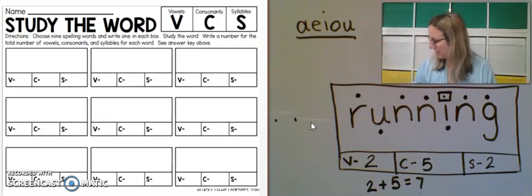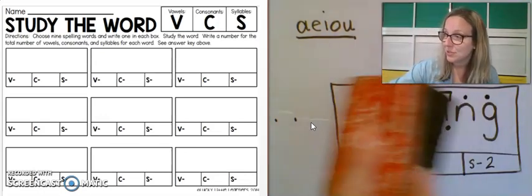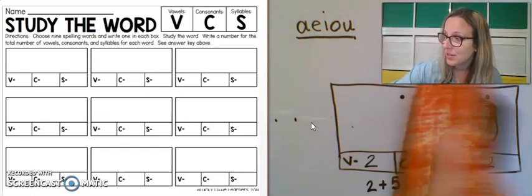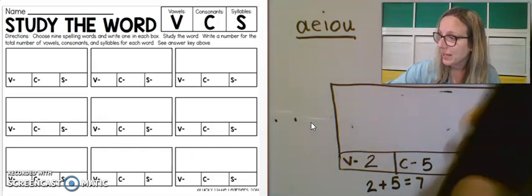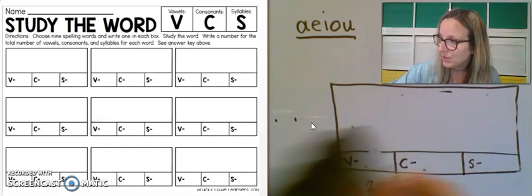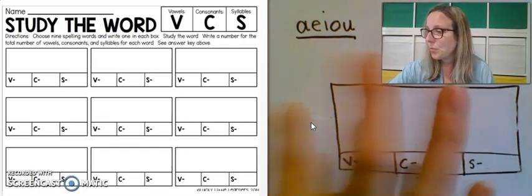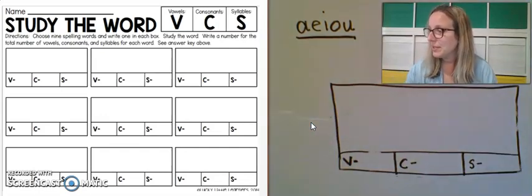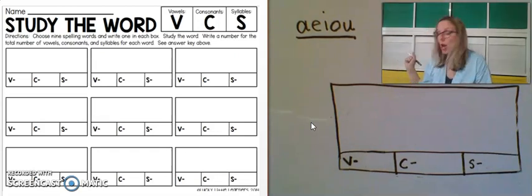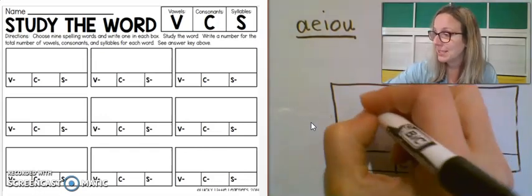Okay? I am going to erase my box. You don't have to erase yours because you have 9 boxes to work with on your paper. Okay? So let me just get these erased. I'll erase my 2 and my 5 and my 2 because we're going to get a new word now. And I will do another one with you. So the next word that I'm going to pick is the word hope. Okay? So let's write the word hope in our second box.